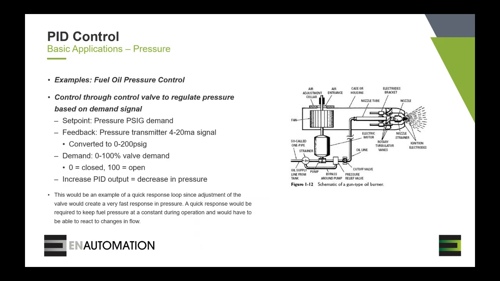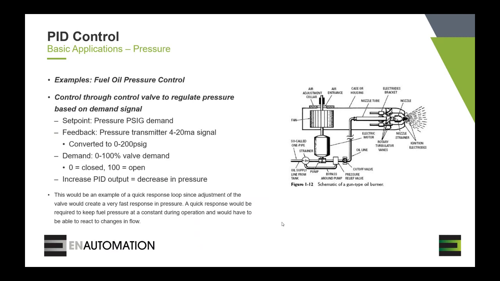You'll have a pressure transmitter, 4 to 20 signal feedback. You'll convert that, say, to 0 to 200 psi, and your valve demand is going to be 0 to 100%. 0 would be closed, 100 would be open. So in this scenario, increasing your PID output, so the actual output from the PID, not the tuning parameters, would result in a decrease in pressure. This is an example of a really quick response loop. As soon as you make an adjustment to that control valve, you're going to see a pressure adjustment. So something like this, you want to keep in mind, you're expecting the result to be almost instant. So you don't want to set this up to plan on a 15-second response time. It's going to be much faster than that.